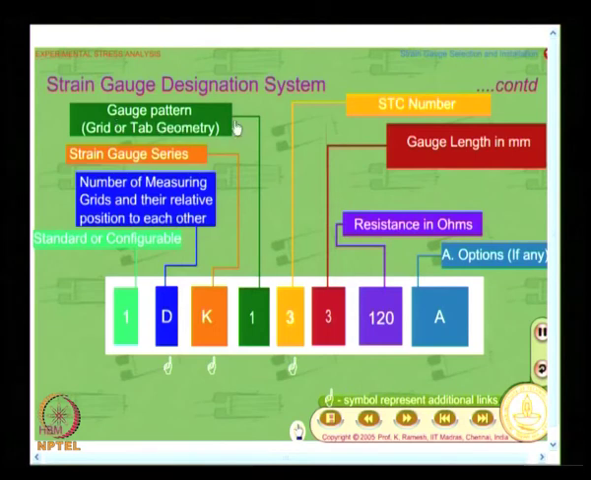Then you have a gauge pattern. I wanted to make a note of this. You need to know that I have 1, 2, 3, 4, 5, 6, 7, 8 parameters necessary, and the common ones are, you have a gauge pattern, he may have a different designation, but gauge pattern is forming part of the designation system. The designation system also gives you STC number, and mind you, the classification of STC number by this manufacturer is different. So, it is manufacturer dependent.